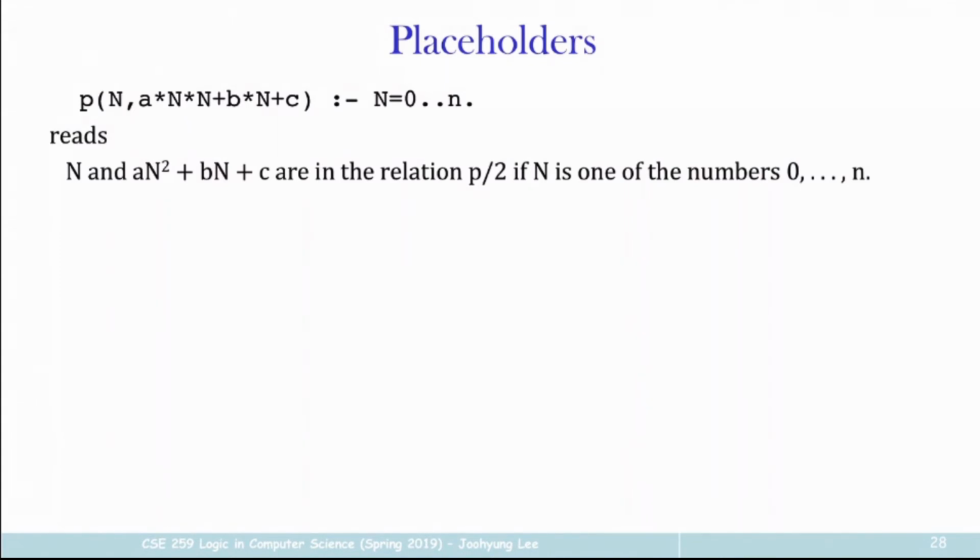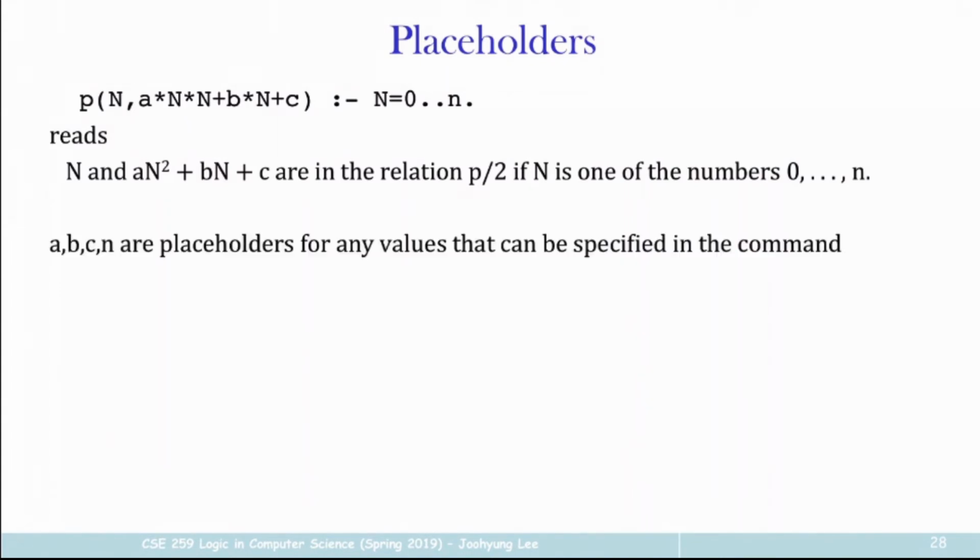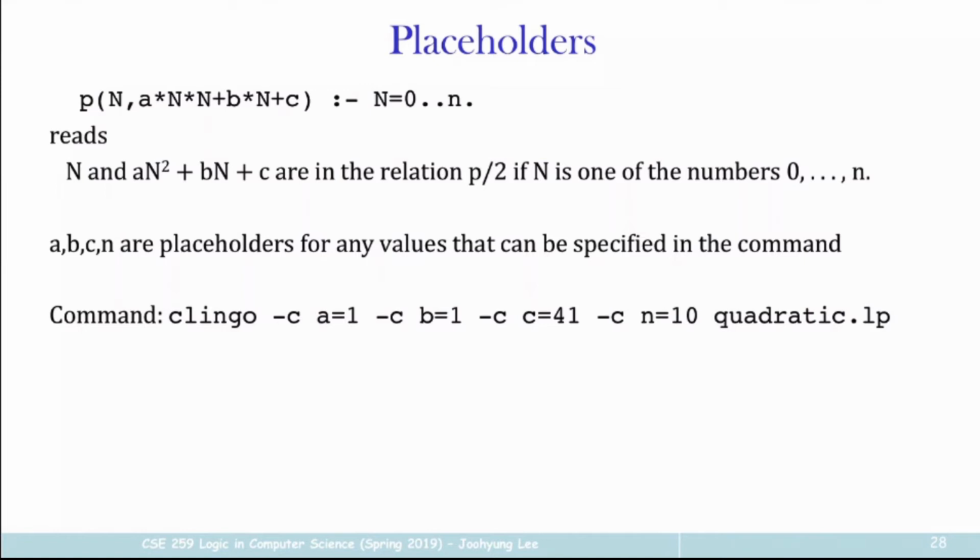Instead of just particular values of A, B, and C, we use the placeholder that you saw before. In the command line, we can give dash c, A equals 1, B equals 1, C equals 41. That is asking Clingo to find the same polynomial as the previous slide, n squared plus n plus 41. And dash c, n equals 10 means n, the capital N, goes from 0 to 10.